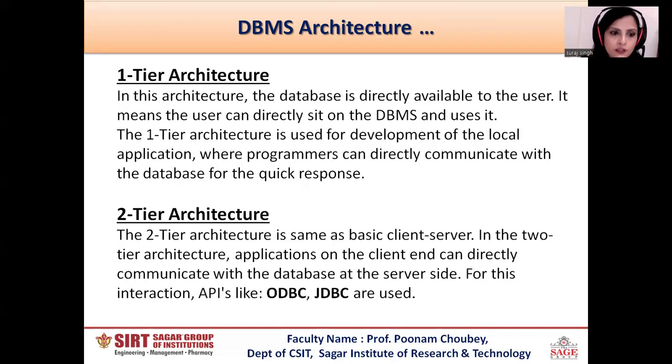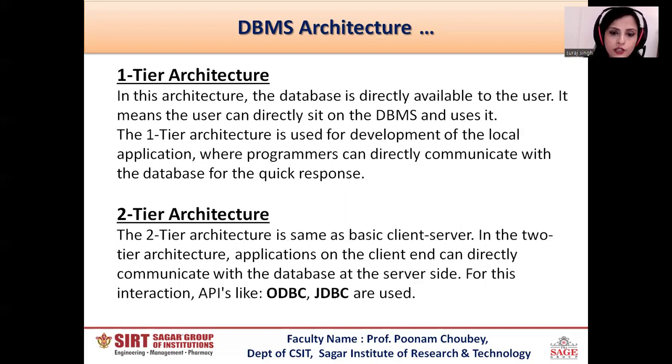First tier architecture. What is the architecture of first tier? In the architecture of first tier, the database is directly available to the user. It means the database is easily approachable for the user who wants to connect to the database. It means the user can directly sit on the DBMS and use it. It has made a direct connection between the user and the database.